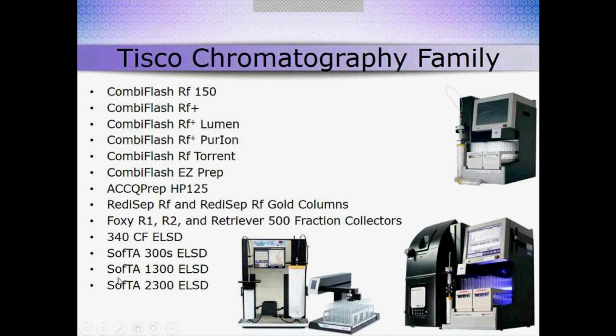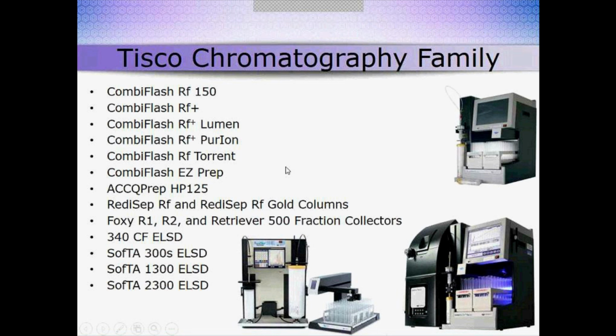The Torrent, which is this large system here, is really for scale up and up to pilot plants. And so you can run up to this column here, which happens to be a 3 kilo column. So you can run up to flow rates of 1 liter per minute on this system for prepping large multi-gram samples. Of course, we have 2 different lines of columns: ReadySep RF columns, which are irregular particle shapes, and ReadySep RF Gold columns, which are spherical, to reduce the back pressure and enhance the performance and resolution.